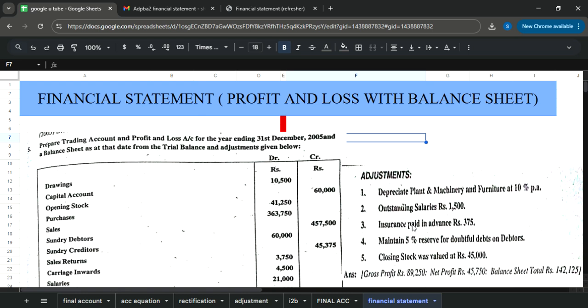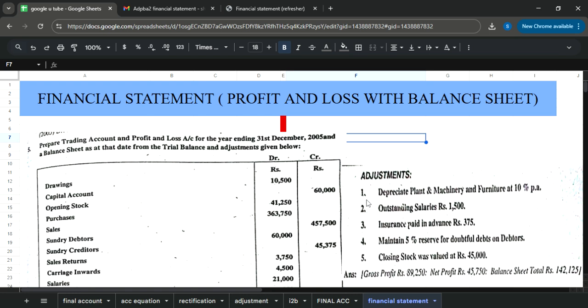We have understood that any adjustment or any value which is present outside the trial balance would have a dual effect, one in the financial statement, second in the balance sheet. So you can see that a few adjustments are present over there. Primarily we will solve these adjustments as the first step. So we are ready to start our question.